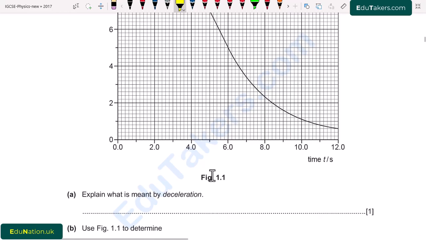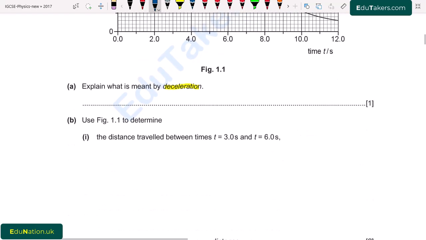Part A. Explain what is meant by deceleration. So here we have to define the deceleration. Deceleration is basically the negative acceleration. When we say that the velocity of a body is decreasing with the passage of time, then this body has the negative acceleration. So we can also say in simple words that the body is slowing down. So I will write here deceleration means that body is slowing down.